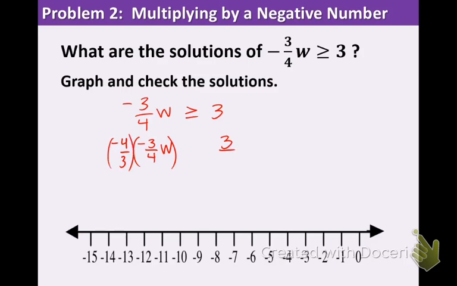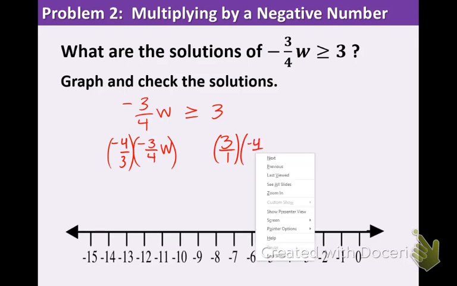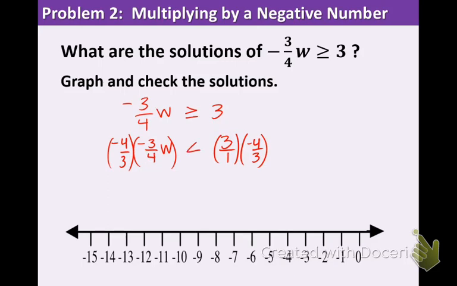Technically that 3 over there is over 1, so we write that to help us out. And now let's see what happens. Oh, by the way, the symbol in the middle flips. So now we have a less than or equal to. That always happens when you multiply or divide by a negative number, and that's what happened.